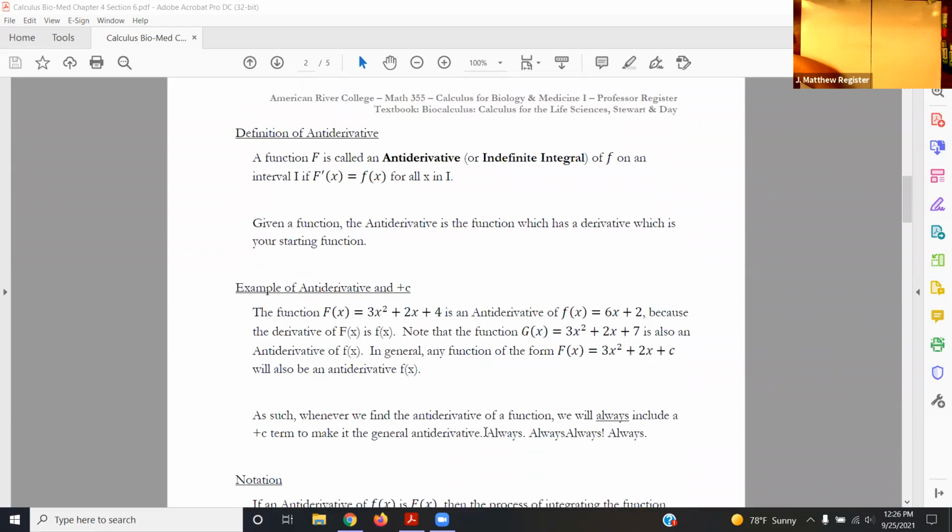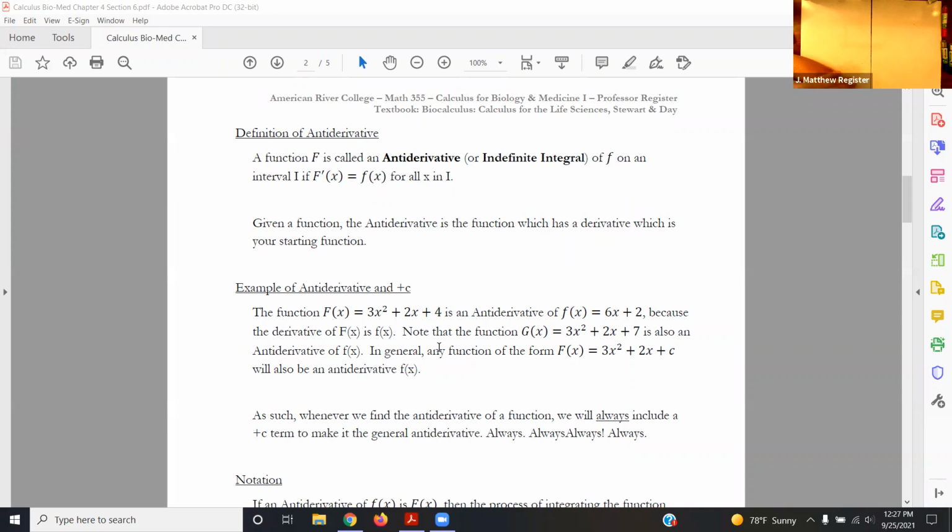And so let's start with our definition. And so a function, big F, you'll see this notation fairly often where we use big F and little f. Be aware that big F and little f are representing different functions. And so a function, big F, is called an antiderivative or an indefinite integral of little f on an interval if big F prime is equal to little f for all x on the interval. Given a function, the antiderivative is the function which has a derivative which is your starting function. That can be complicated to wrap your head around.